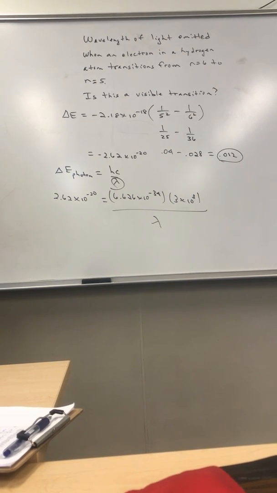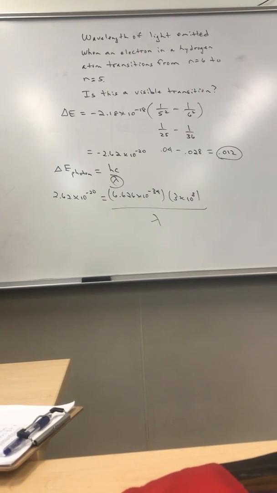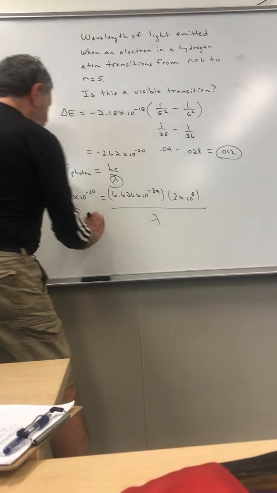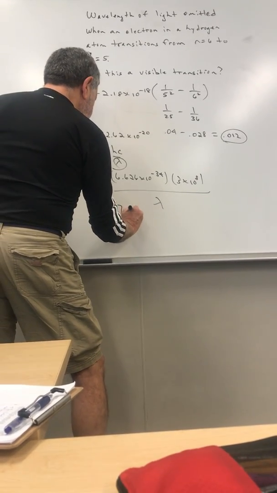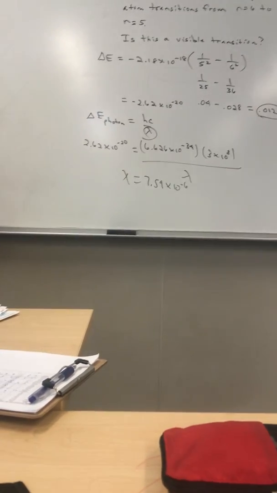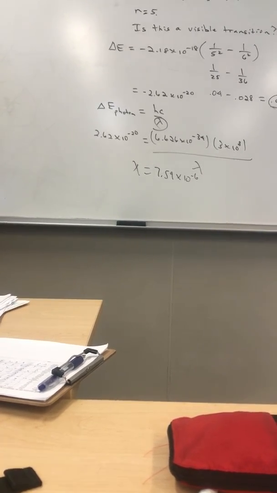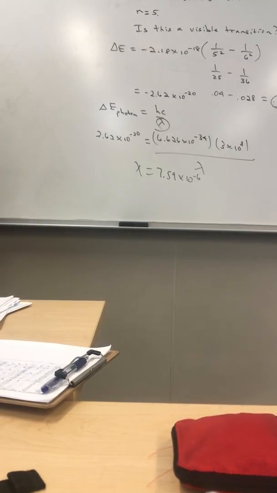So what do we got? I got 7.59 times 10 to the minus 6. Yeah? So lambda is 7.59 times 10 to the minus 6, and the units are meters.